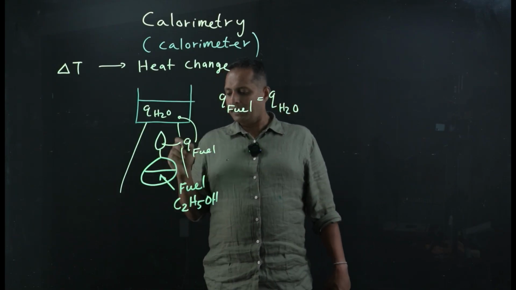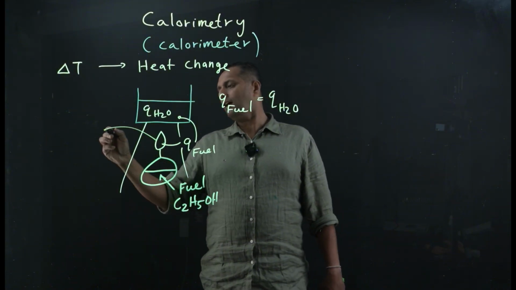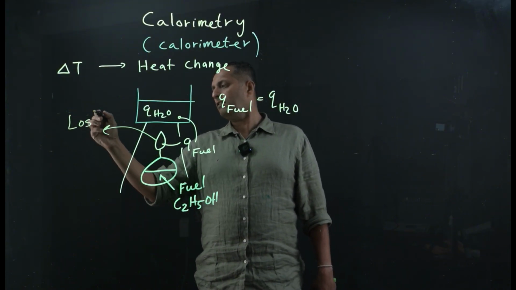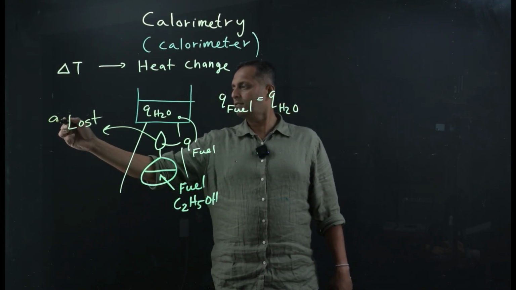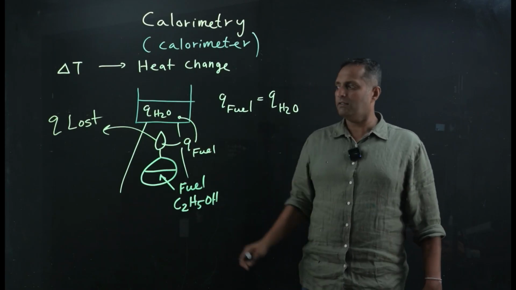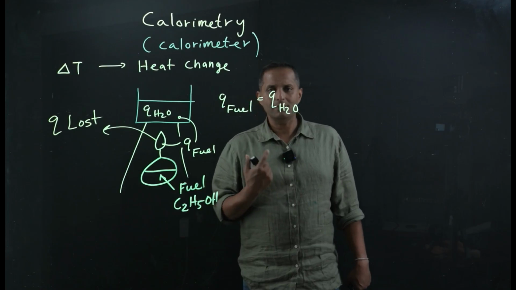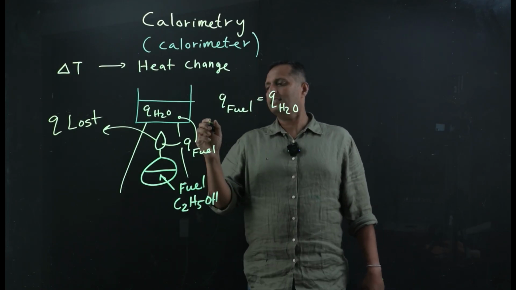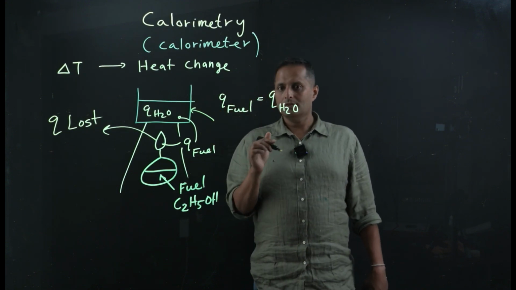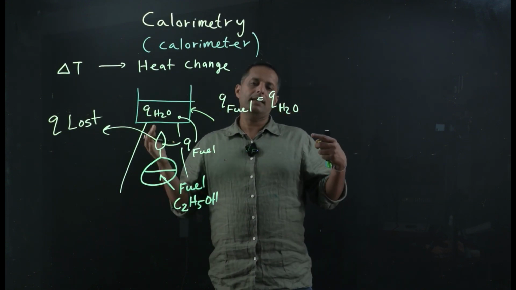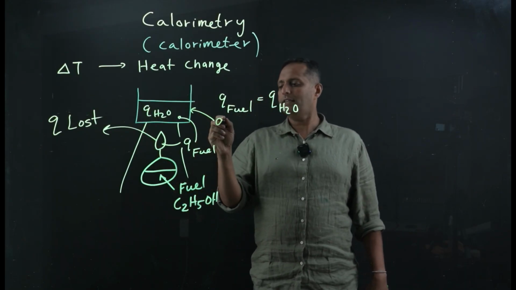Because some of the energy from this fuel, Q fuel, is going to be lost into the surroundings. There will be energy lost. So we say Q lost. Some of the energy will be lost into the surroundings. Not only that, some of the energy will be used to heat up the can as well. The can, or the container, is also going to absorb some of the energy. So we say Q can.